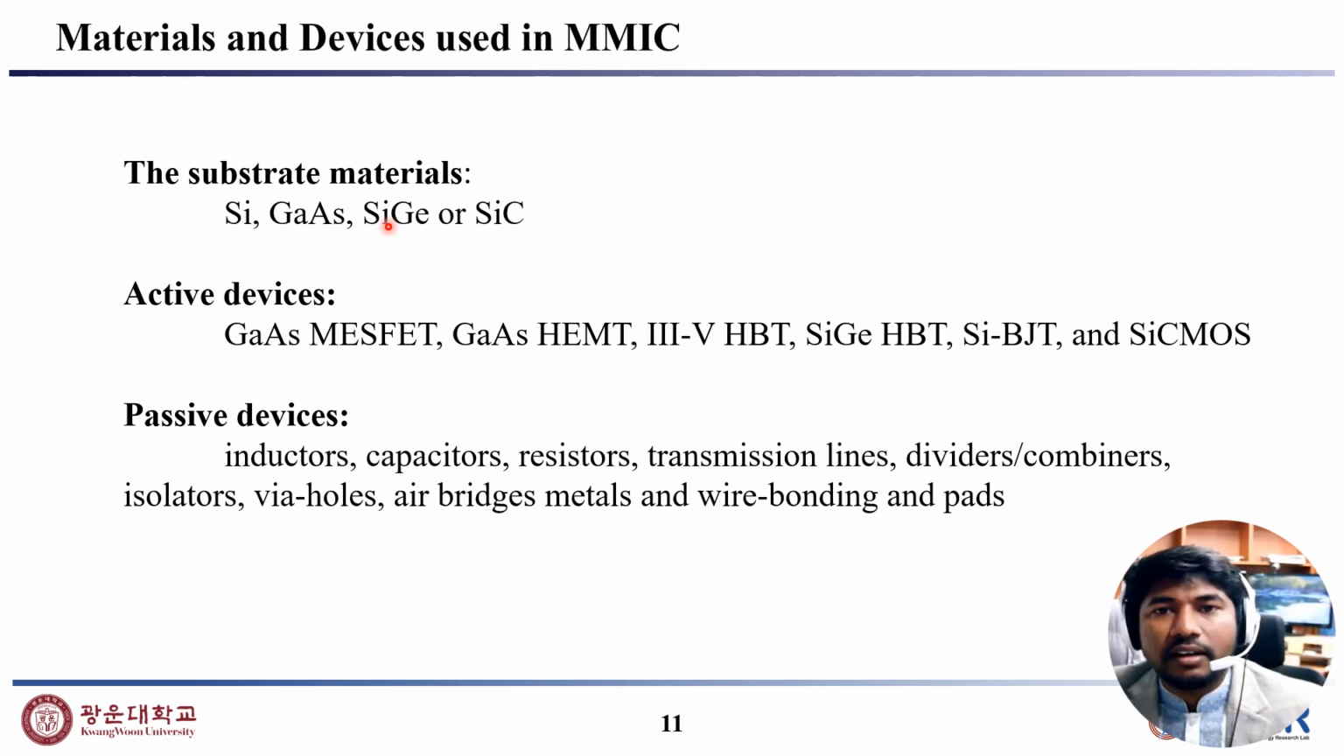And finally the material and devices used in MMIC. The material is mainly the substrate material, which is silicon, gallium arsenide, silicon germanium, or silicon carbide. The active devices are gallium arsenide MESFET, gallium arsenide HEMT, III-V HBT, silicon germanium HBT, silicon bipolar junction transistor, and silicon CMOS. The passive devices include inductor, capacitor, resistor, transmission line, divider, combiner, isolator, via holes, air bridge, metal and wire bonding, and pads, etc.